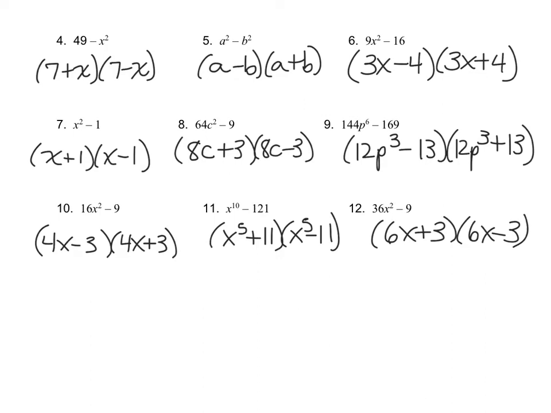And here are your answers. Notice that I kind of switched the order of my plus and my minus sign, right? So it doesn't matter if the plus sign comes first or second. Here I have 7 plus x and 7 minus x, and here I made it a minus b, a plus b. Remember, the commutative property of multiplication says it's okay to do that.